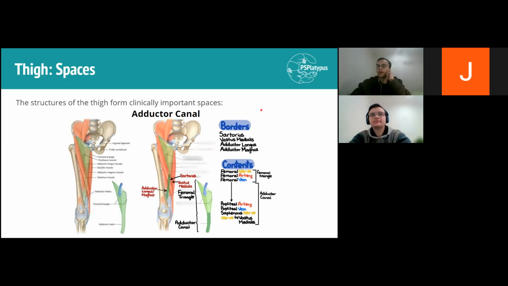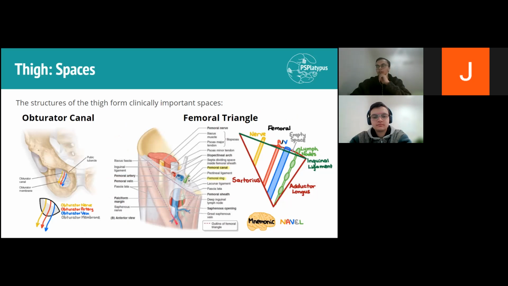So with your thigh, you also have some spaces. The important one is the adductor canal. And there's a diagram here on the left which shows that canal. So the femoral triangle is up here. So if you go back, the femoral triangle was a triangle up here. It continues downwards into the adductor canal.